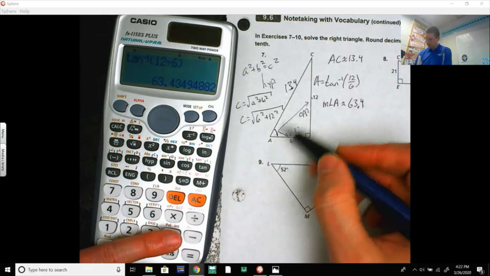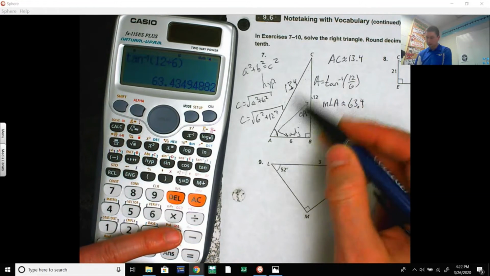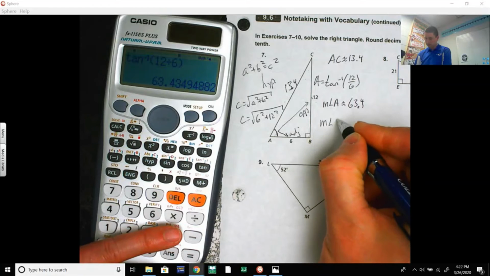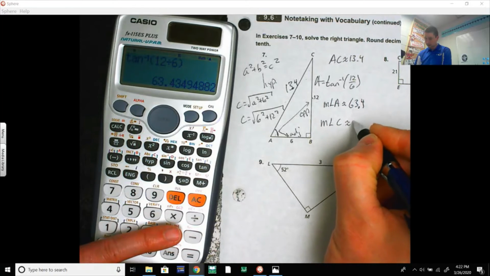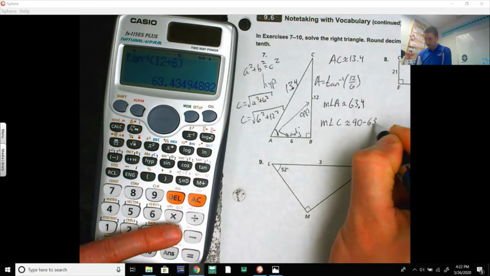That's 90. This other one, remember those two are complementary. The measure of angle C is going to be approximately 90 minus 63.4.